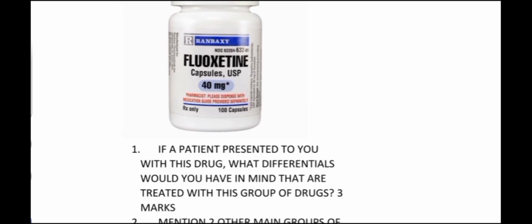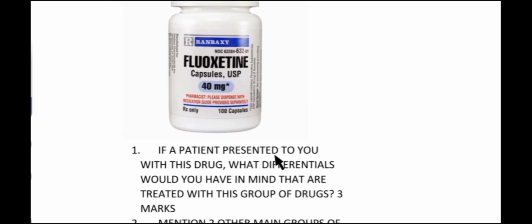Let us go to the next question. So the next question that we have is, if a patient presented to you with this drug, what differentials would you have in mind that are treated with this group of drugs? So this is fluoxetine. So look at fluoxetine. What group does it fall in? So fluoxetine, we need to know that this drug is simply an SSRI antidepressant. Okay? So it is an SSRI antidepressant, selective serotonin reuptake inhibitor. So this drug helps in treating depression, obsessive compulsive disorder or OCD, bulimia nervosa, panic disorder, generalized anxiety disorder.